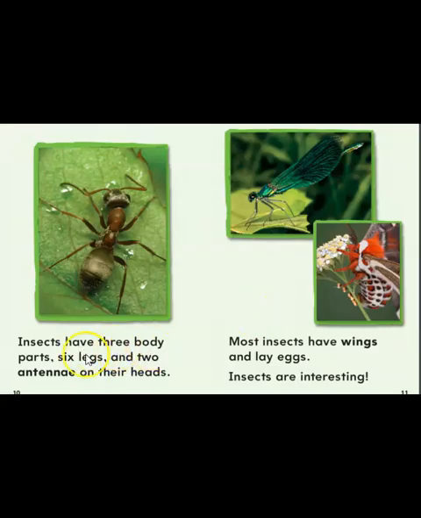Insects have 3 body parts, 6 legs, and 2 antennae on their heads. Most insects have wings and lay eggs. Insects are interesting. Let's look carefully at the photographs on this page and think about the details in the text. What are some ideas we can now describe in this part of the book? Turn and tell your buddy what ideas you learned using the pictures and the details from the text.